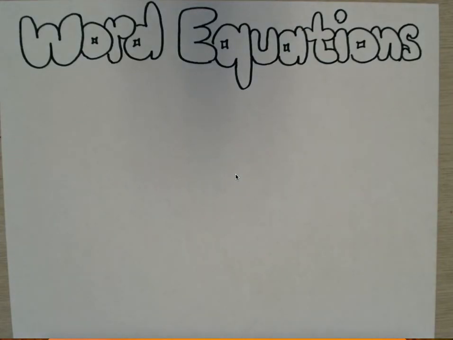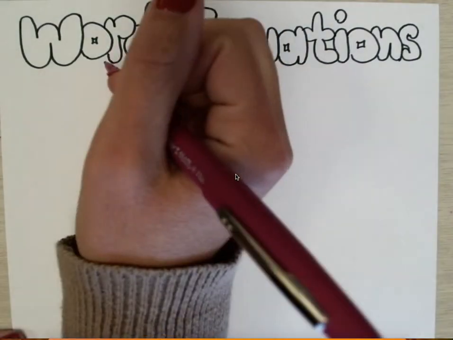Alrighty, guys. So now we're going to talk about word equations. These are not that hard. It's just balancing equations from words. It's a combination of naming along with balancing. Okay, so word equations have to start with words.